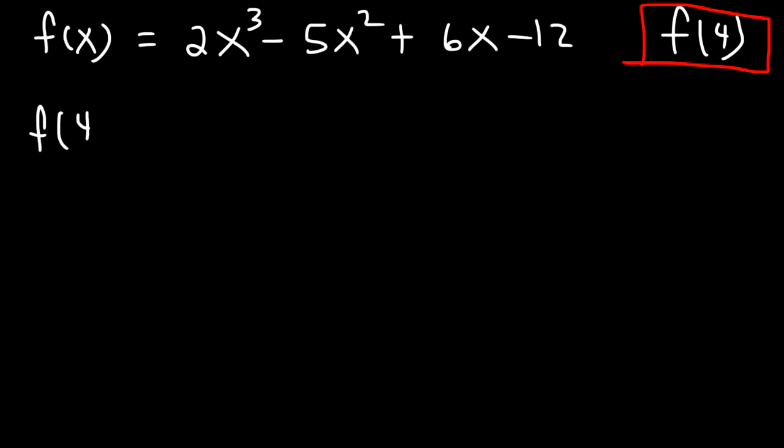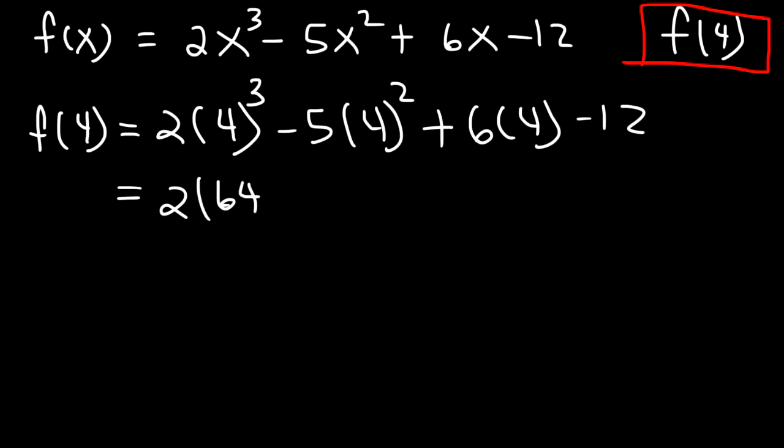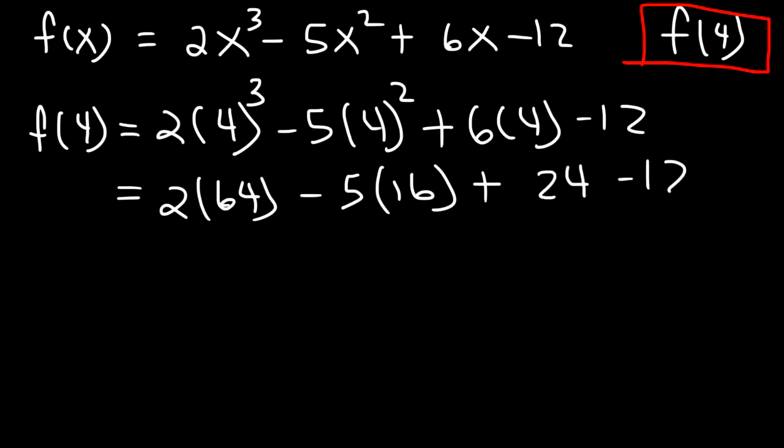So let's replace x with 4. This is going to be 2 times 4 raised to the third power minus 5 times 4 squared plus 6 times 4 minus 12. Now 4 to the third power is 4 times 4 times 4. 4 times 4 is 16, and 16 times 4 is 64. Now 4 squared is 16. 6 times 4 is 24.